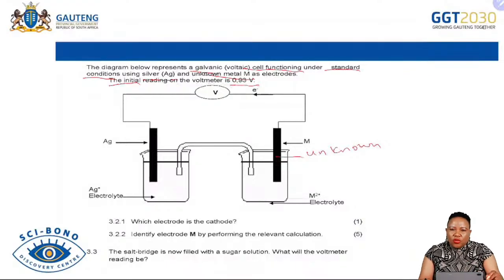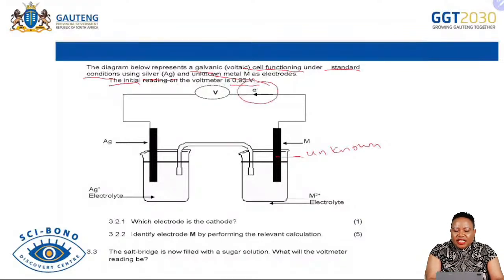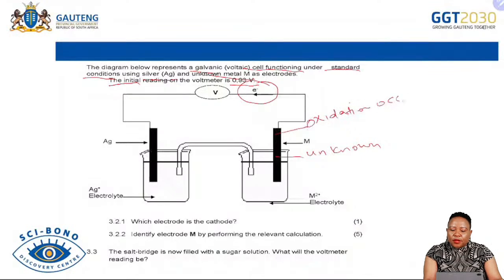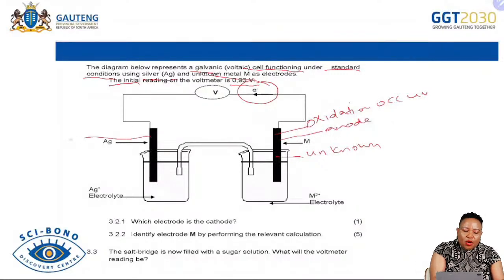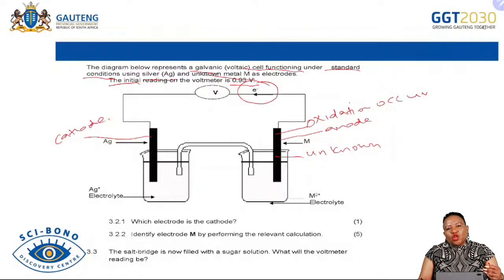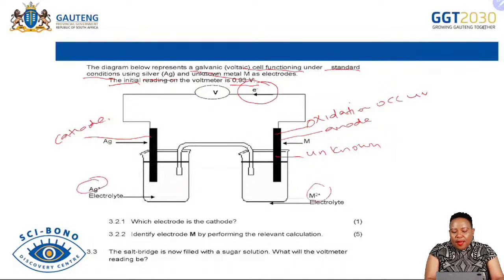Now, what is the clue that the examiner has given us? The examiner has given us the direction of electrons. The electrons are moving from M, which is our unknown electrode, to silver, which is the known electrode. So if the electrons are moving from this side, it means this side is where oxidation occurs, and it will tell us that our metal M is our anode. Therefore, silver is going to be our cathode. So the direction of electrons was the only clue to know which side is oxidation and which side is reduction. And we have our electrolyte, silver plus and M2 plus.